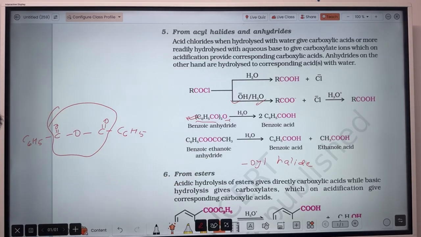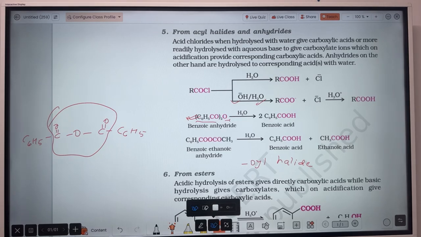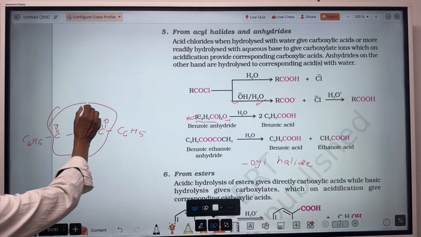So when you pass water, what will happen? Let's see.